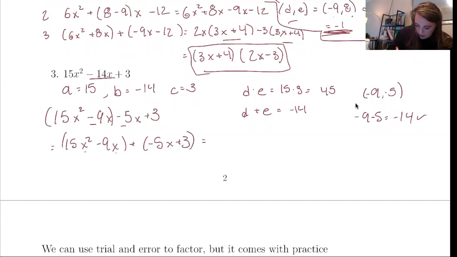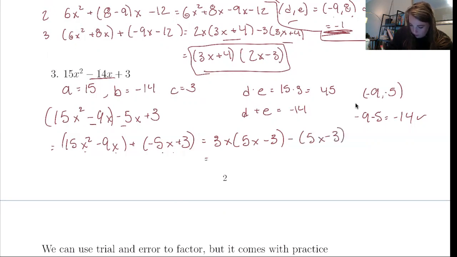I can pull out an x, and I can pull out, I think, a 3. So 3x, and then that'll leave me with 5x minus 3. And I can't really factor anything out of negative 5x plus 3 other than a negative 1. Since I can see that this is a 5 and a negative 3, I am going to pull out a negative 1 just so that my factor by grouping works.